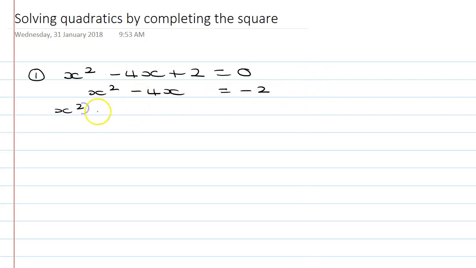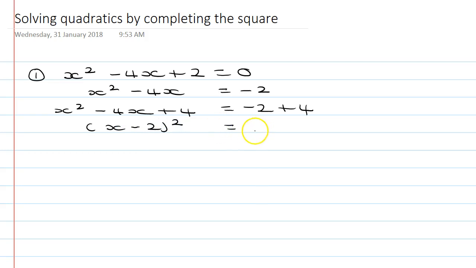So I'll be adding 4 to both sides. That will leave me x squared minus 4x plus 4 on the left, and obviously I need to do the same to the right. Factorizing the left hand side now, because that's a perfect square, gives me x minus 2 squared, and on the right I'm left with minus 2 plus 4, which is 2.